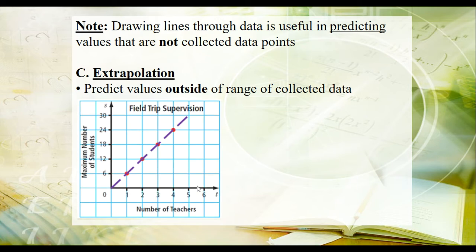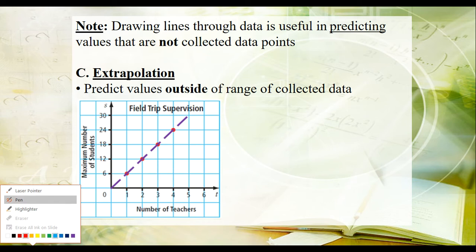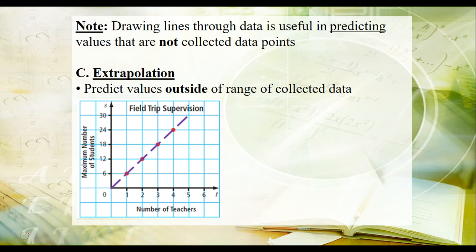Okay, so let's go back to this graph. This is the one where we had the student to teacher field trip ratio, and we drew a dashed line through this one because the data was discrete. Again, in-between numbers don't make any sense. Can't have 4.5 teachers. Now, what you can do is use the line to make predictions about points that we didn't actually plot on the graph. Let's say, for example, I'll pick a different color here, red's fine. Let's say I wanted to know, if I had 5 teachers, how many students could actually be supervised.